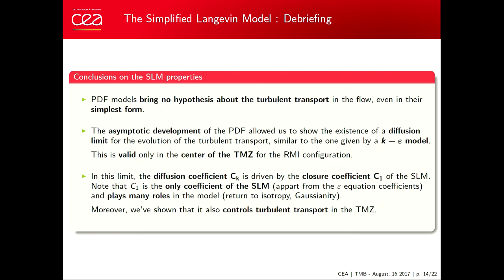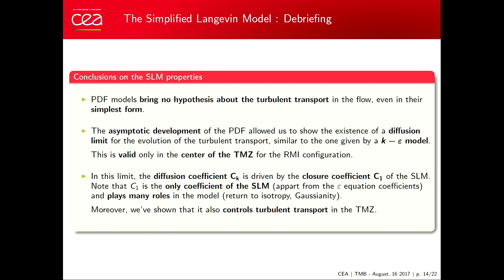So now that we know a little more about our SLM properties, simplified Langevin model properties, we can give a quite short debriefing. First of all, I recall that in PDF models, we bring no hypotheses about the turbulent advection term in the flow, even for the simplest PDF models, because the one we used is really a simple model. Then we showed that the asymptotic development of the PDF allowed us to show the existence of a diffusion limit for the evolution of the turbulent transport. And this diffusion limit is similar to the one given by a K epsilon model.